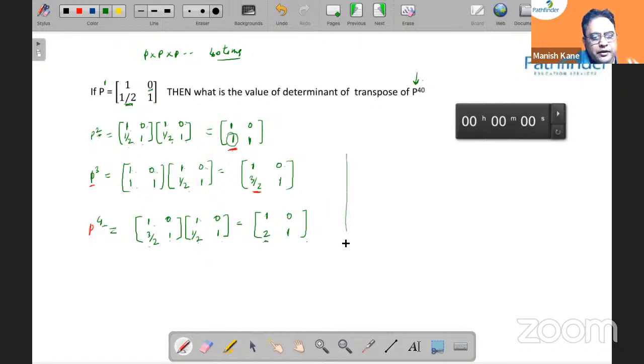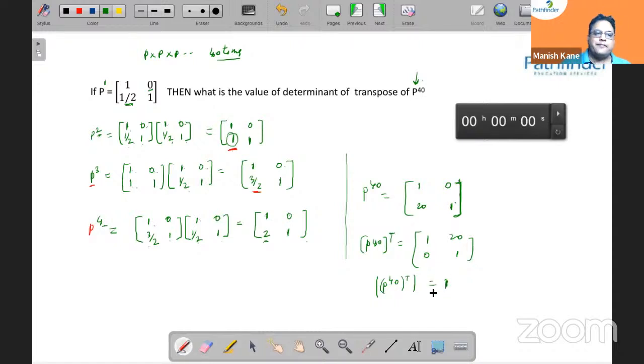So obviously, what will p40 be? These three elements remain unchanged. This element will be 20. And now I have to find the determinant of the transpose of p40. So what is the transpose? And we know that the value of the determinant doesn't change even if you take the transpose. So this becomes 1, 20, and this is 0 and 1. The determinant of p40 transpose is still equal to 1. I hope the solution is clear to all.